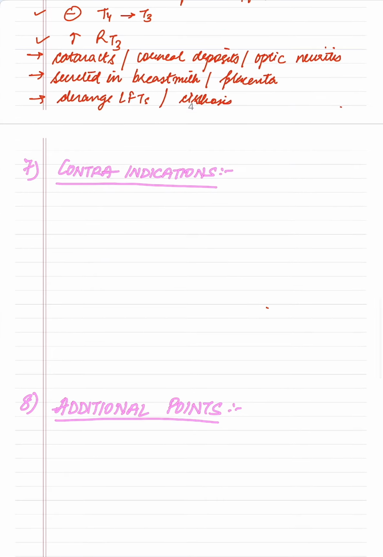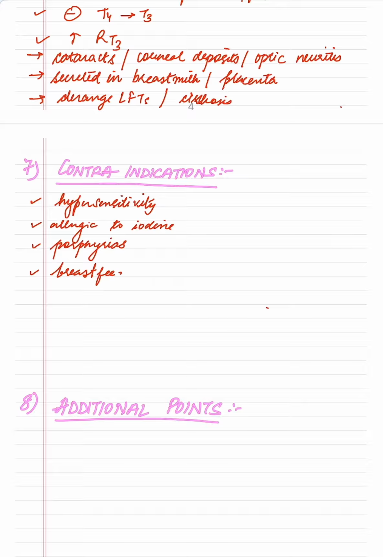Now the contraindications. If the patient has any known hypersensitivity against amiodarone, you don't give it to them. Patients who are allergic to iodine, patients who have a history of porphyrias, patients who are breastfeeding as it is excreted in the breast milk, then patients who already have a history of second or third degree heart blocks, patients who have increased QT intervals, you don't give amiodarone to them.